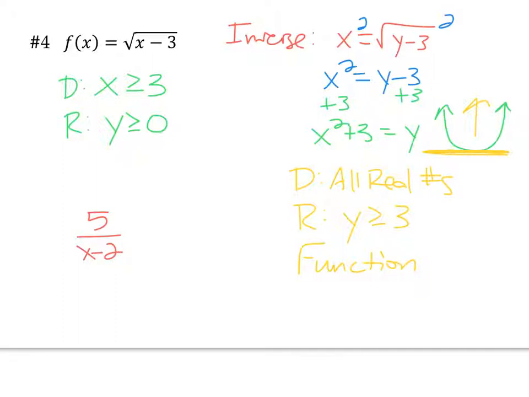So look for finding the inverse. That's the relatively new thing here. Switch the x and the y, and then solve for the y. Make sure we're knowing how to identify domains and ranges and understand if something is a function when we get the inverse.